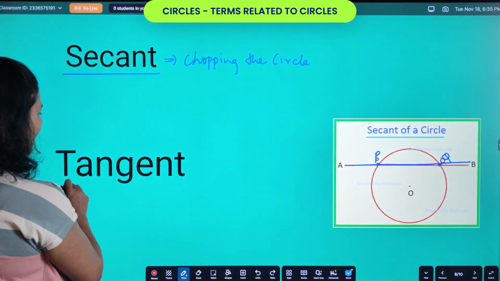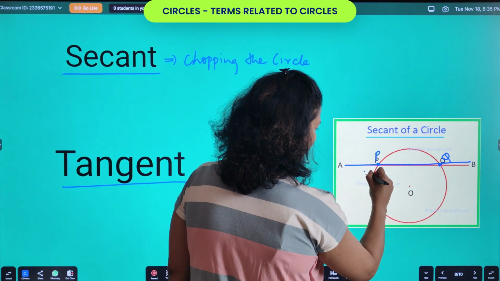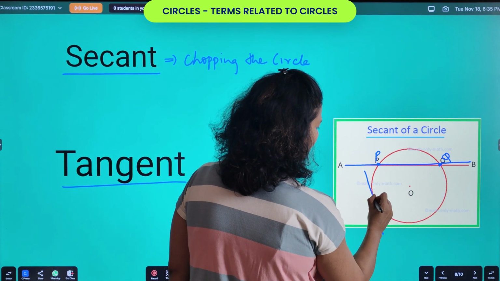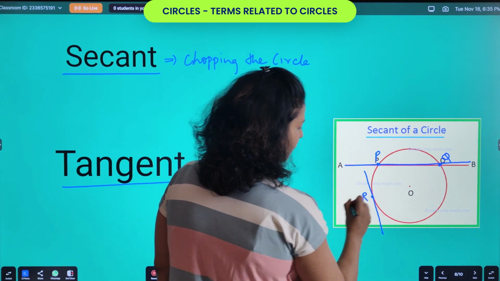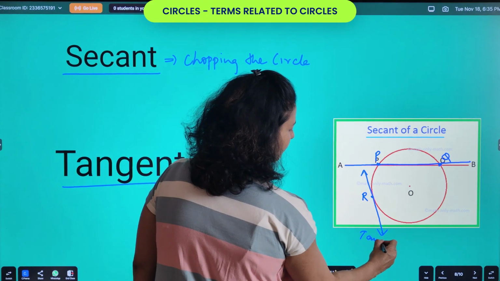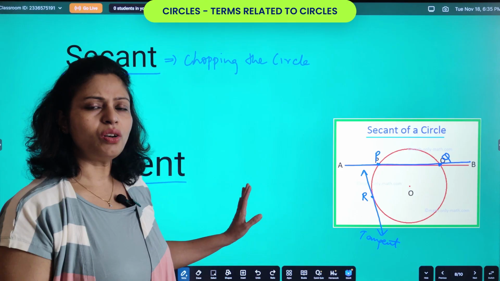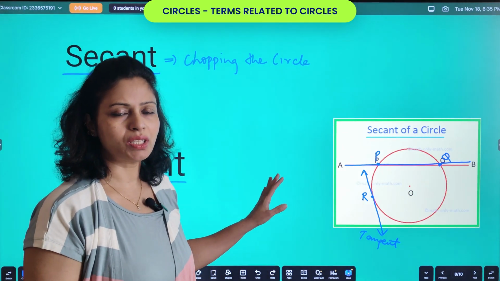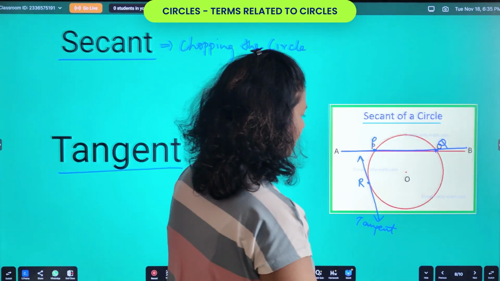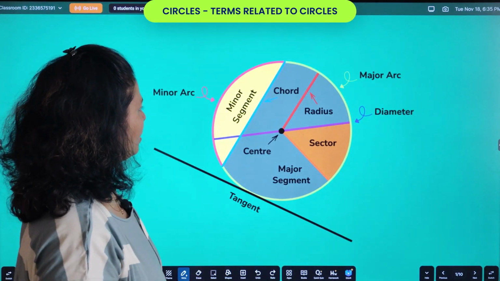Okay, but tangent, now what is tangent? Tangent will meet the circle only at 1 point. See, it touches the circle only at 1 point, suppose R. Okay, so this line will be called as the tangent. Okay, so the secant, tangent and all will be related to some of the properties of circle which you have to study. Okay, see now here all the terms are actually labeled here.